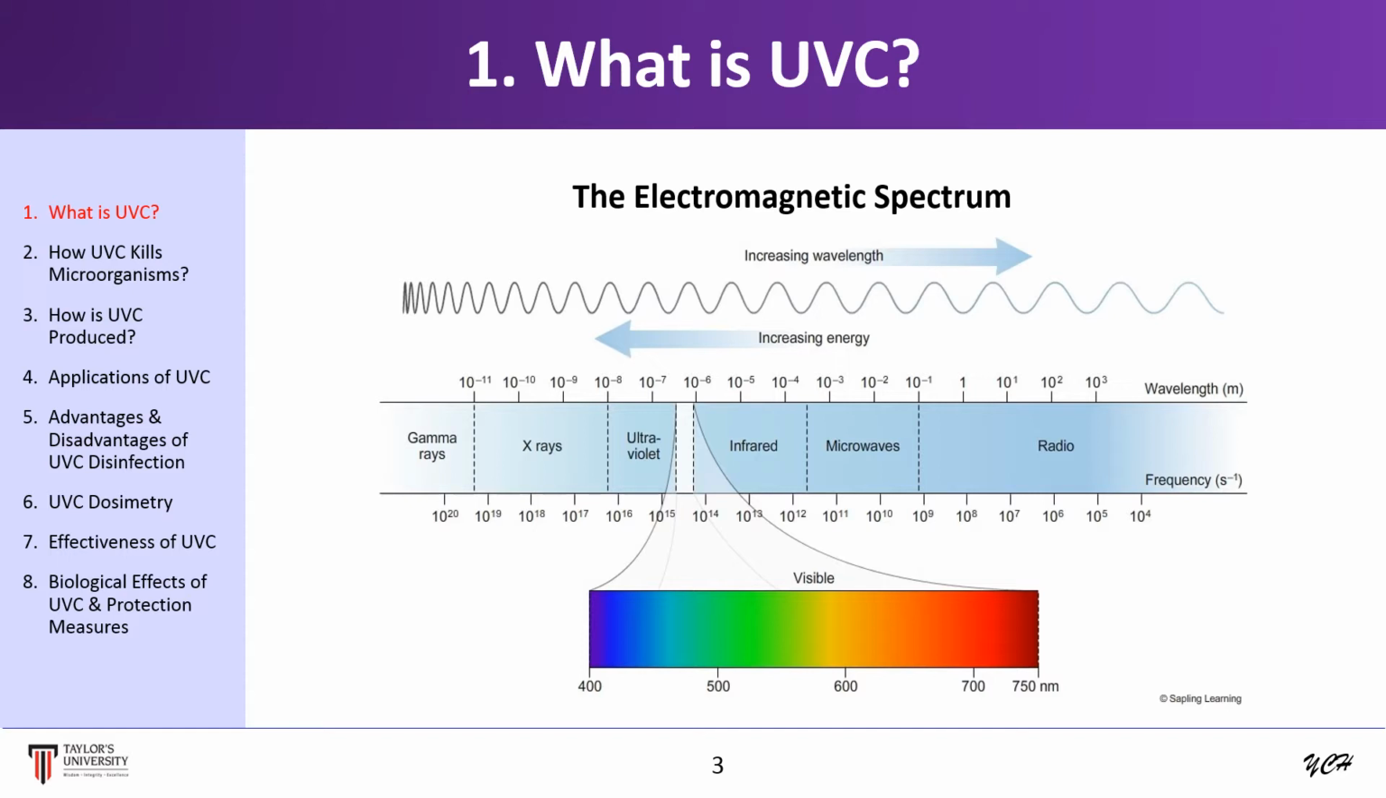I'm pretty sure most of you here are familiar with this diagram, the electromagnetic spectrum. From the very right to the left, we have non-ionizing radiation such as the radio wave, microwave, infrared, and ultraviolet, followed by ionizing radiation, X-ray, and gamma rays. So today's topic focuses on ultraviolet.